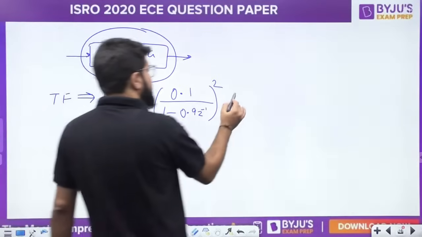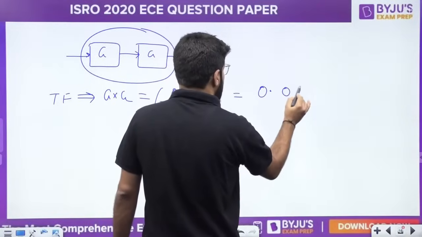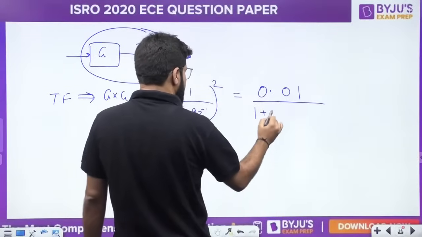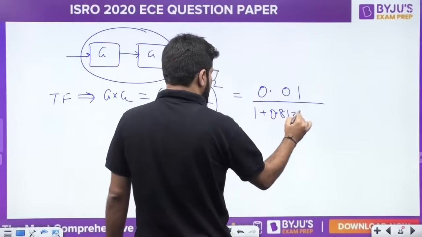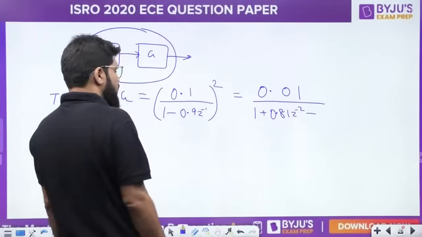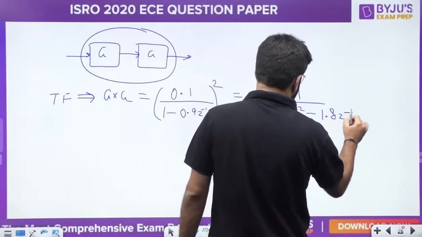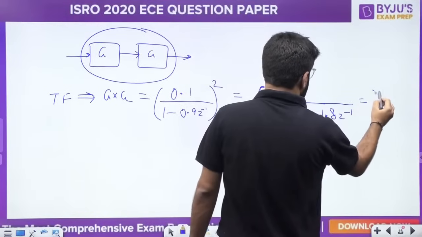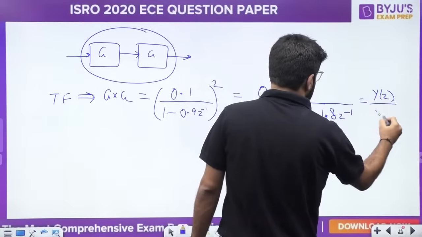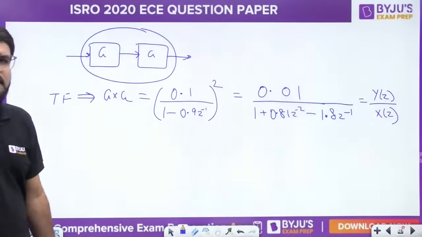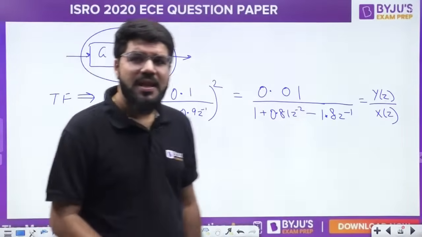Now if I simplify using (a minus b) squared equals a squared plus b squared minus 2ab, this is 0.01 divided by 1 plus 0.81 z power minus 2 minus 1.8 z inverse, and this is Y(z) divided by X(z). Now you have to take the inverse Z transform.